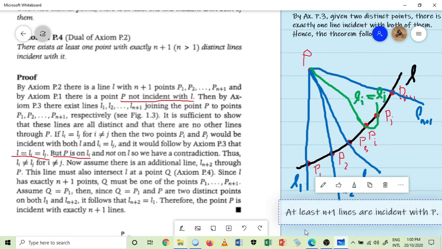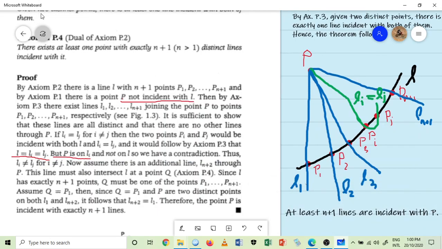Now, the theorem asserts an exact number of lines passing through P. It should be exactly N plus 1 lines. For now, we have proven that there are at least N plus 1 lines passing through P. So to show that there are exactly N plus 1, we have to show that there should be at most N plus 1 lines. There cannot be more than N plus 1 lines that contain P.